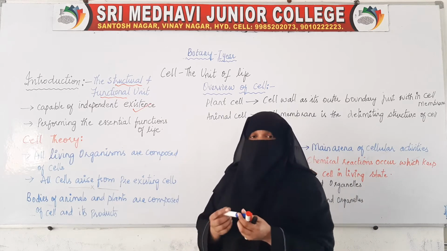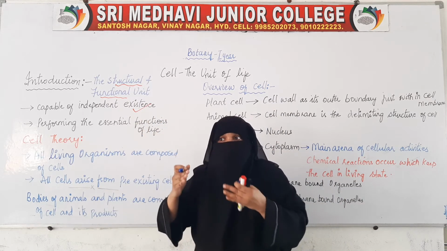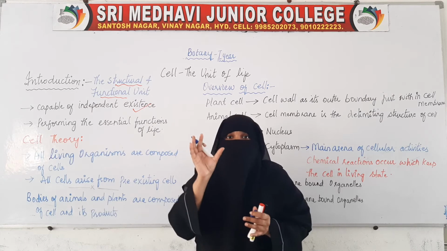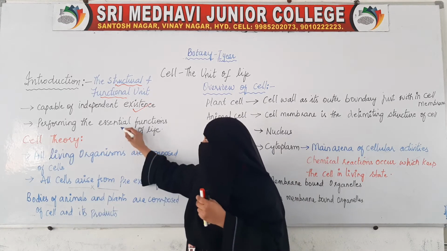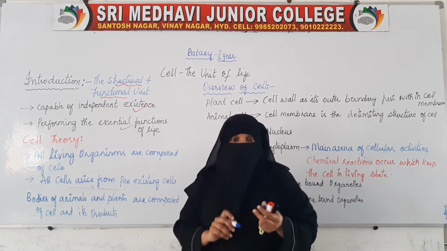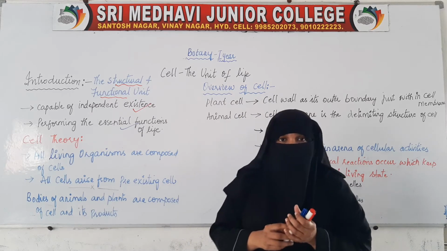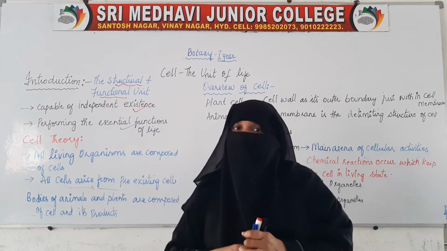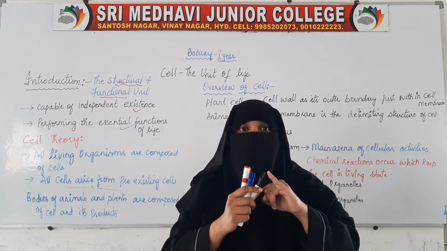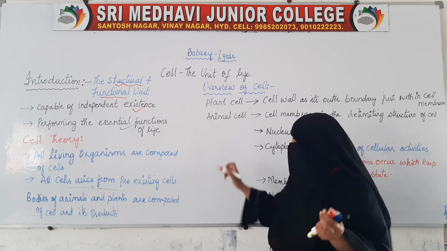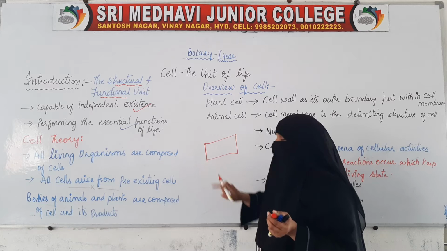So the single cell should be capable of independent existence without the help of any other cell. That single cell should be able to perform all the essential functions of life like respiration, digestion and so on. Amoeba is a unicellular organism made up of one cell. Bacteria is also made up of one cell, that is, the whole body of a bacterium is made up of just one cell.